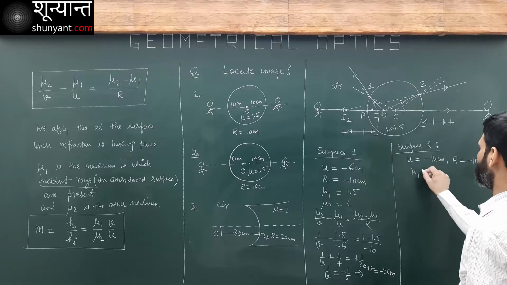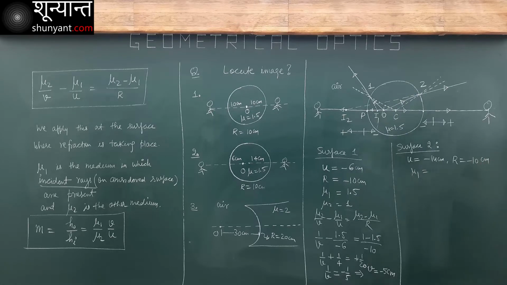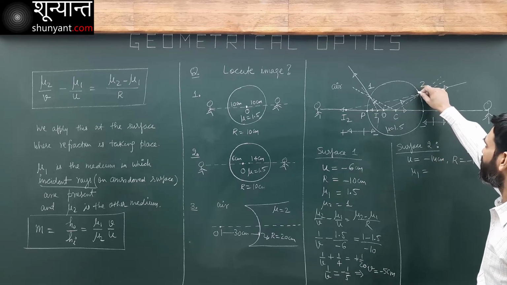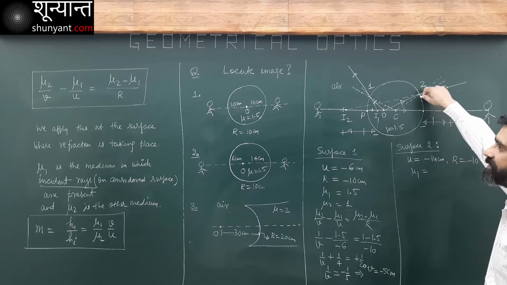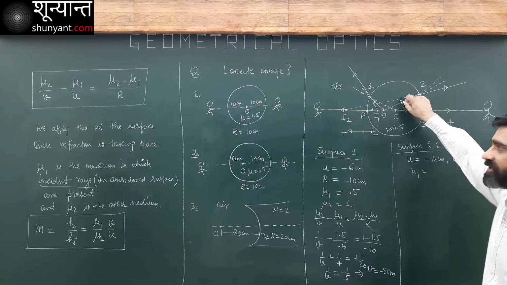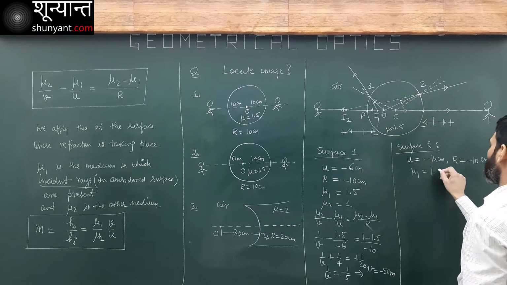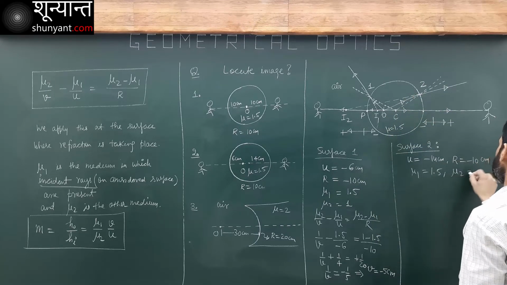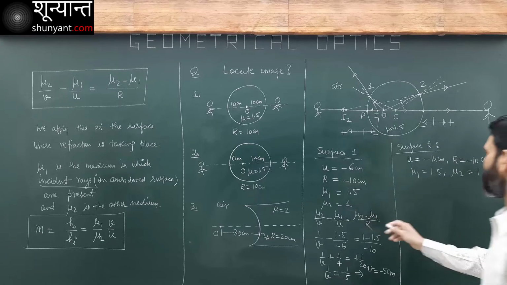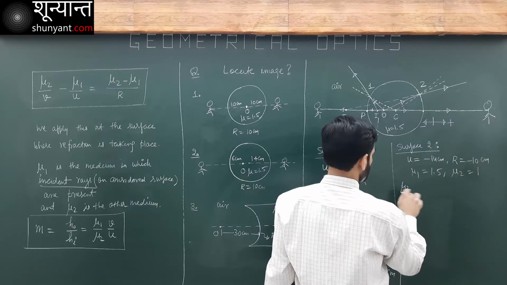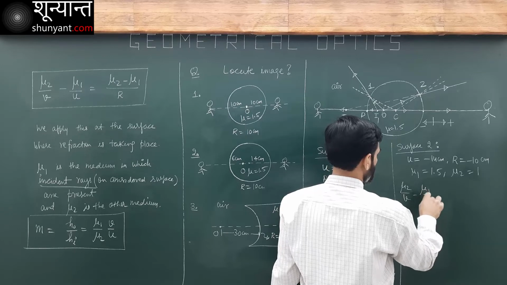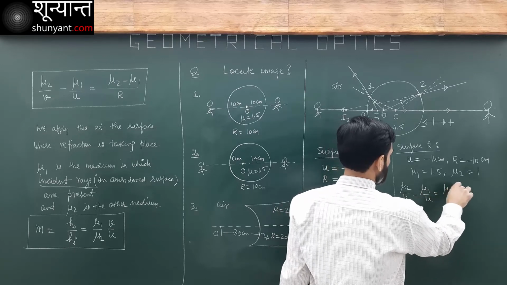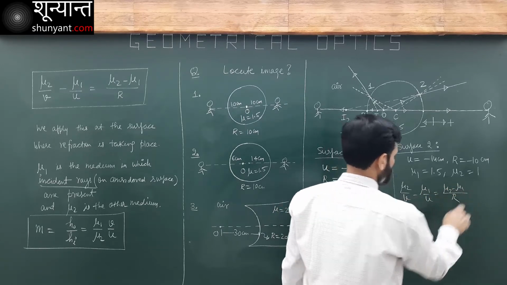What is mu1? Mu1 is the medium in which incident rays are present. I am looking at this surface here. For this surface, where are the incident rays? This is the incident ray. It is present in this medium here. So 1.5. The other medium becomes mu2. Write this equation: mu2 over V minus mu1 over U is mu2 minus mu1 over R.